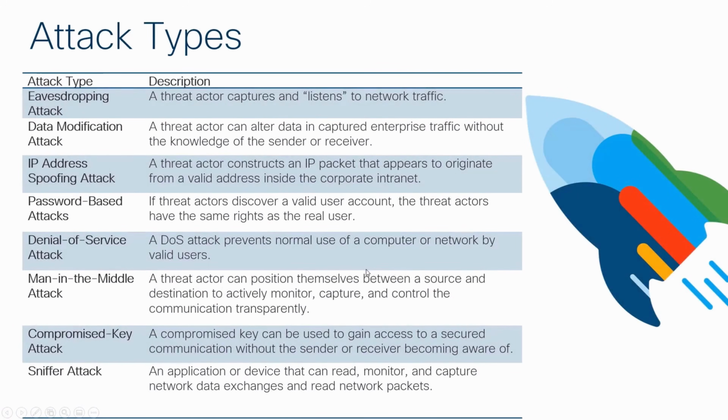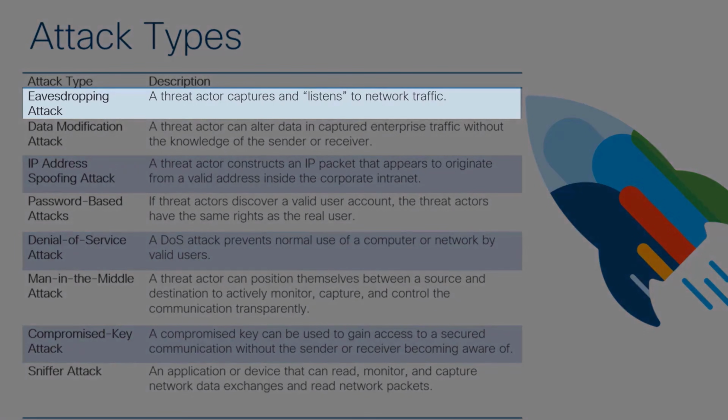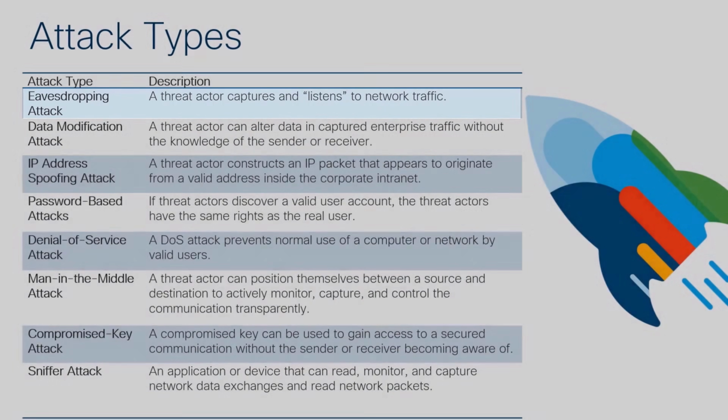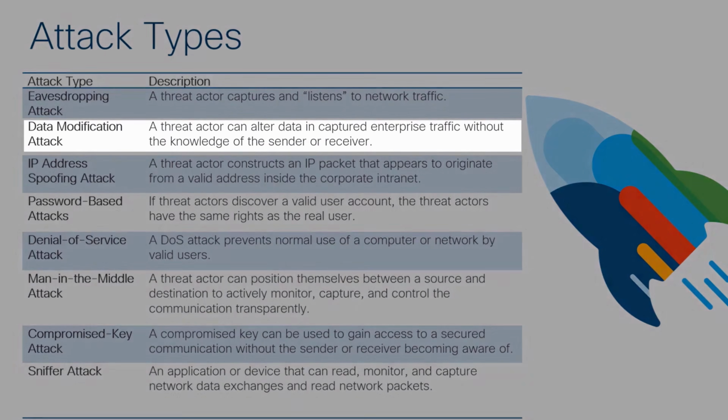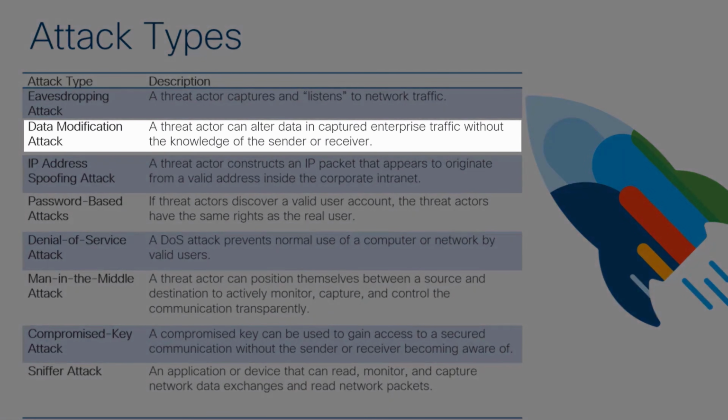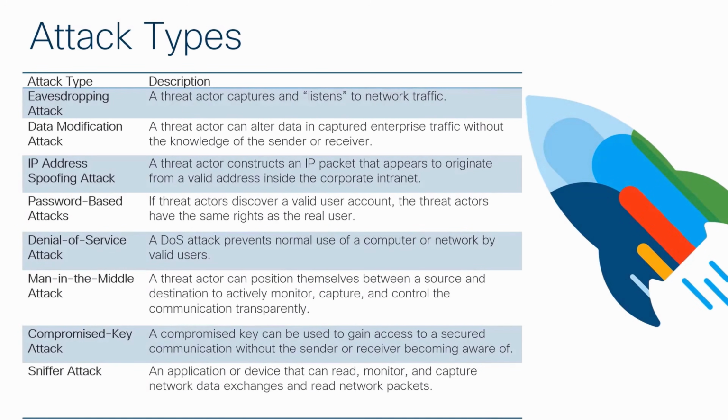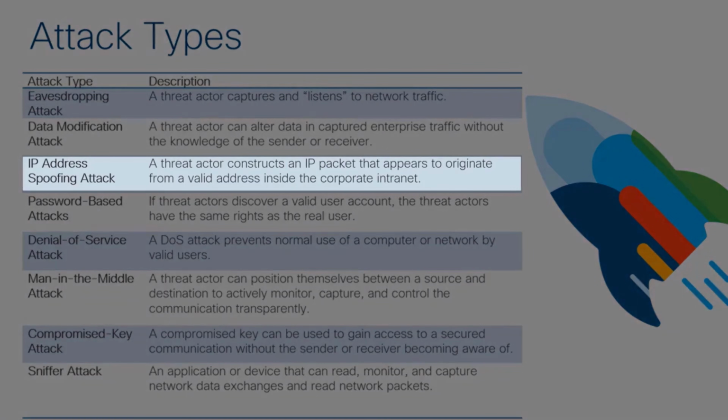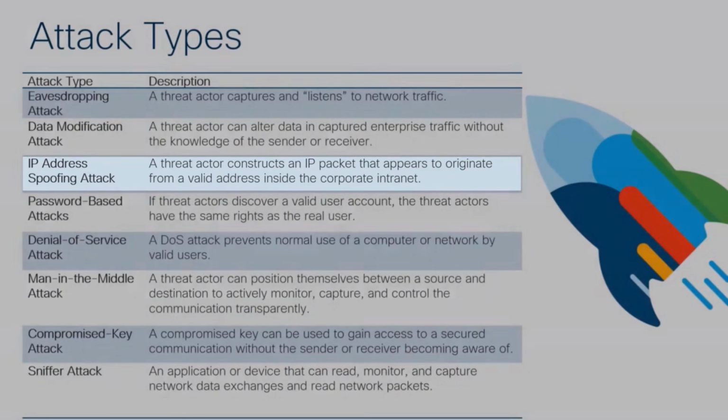What are these attack types that threat actors will take against me? Well, eavesdropping attacks. Using a tool like Wireshark, a threat actor would be able to capture network traffic and listen to it. They can even save the capture and open it at a later time to study it. With data modification, we take it one step further. It's not just listening and capturing data, but capturing data and altering it without the sender or receiver knowing. With IP address spoofing, a threat actor can pretend to be whoever they want to be. They can choose the source IP address on their message and send this message out across the network.